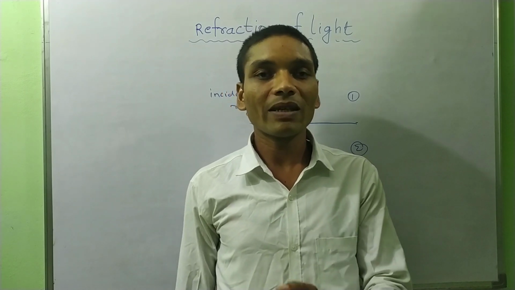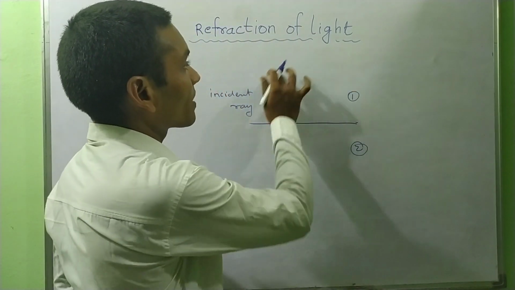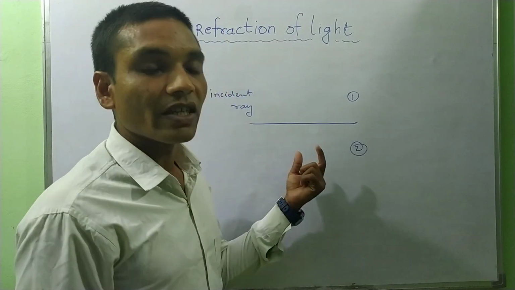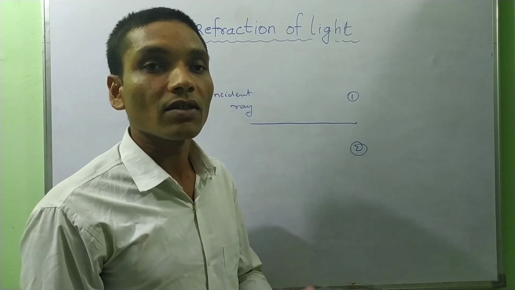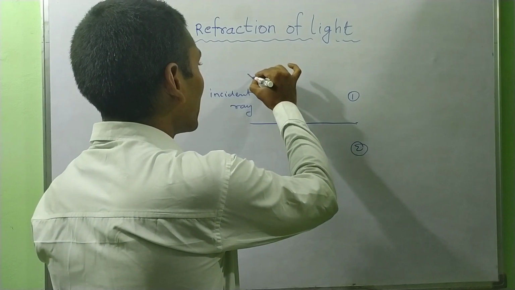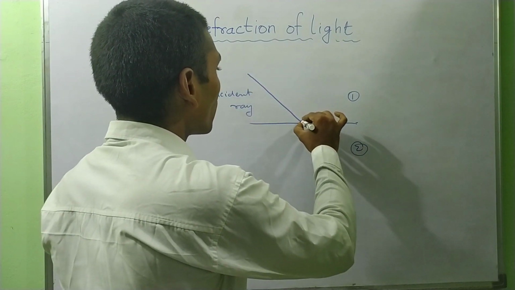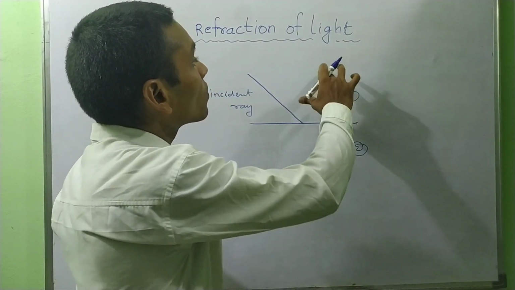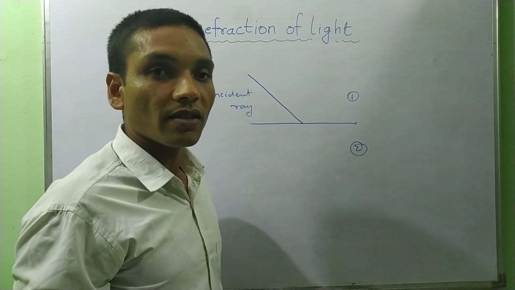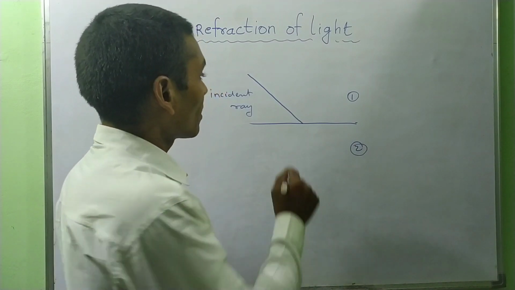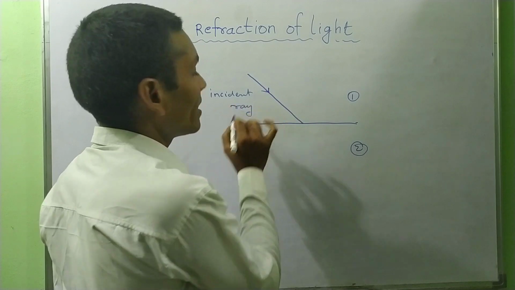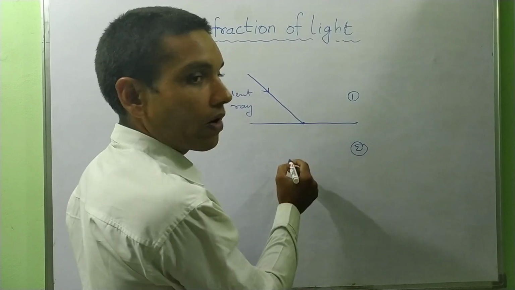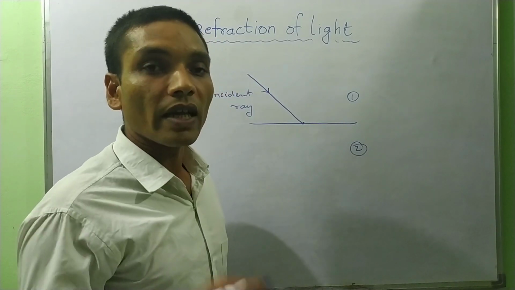So we will understand this by the diagram. This is the first transparent medium and this is the second transparent medium. And we will understand this by the ray nature of light. So when a light ray falls obliquely on the interface, this is the interface. This interface separates the two transparent media. This is not a surface, this is an interface. So this light ray is called the incident ray, and the point where the incident ray falls is called the point of incidence.